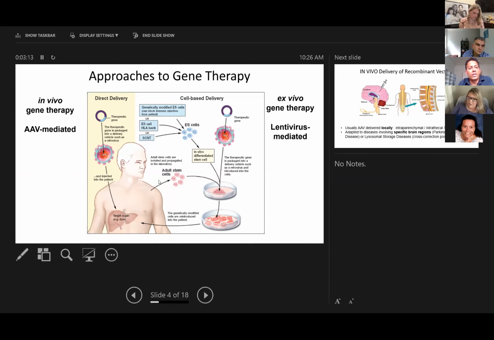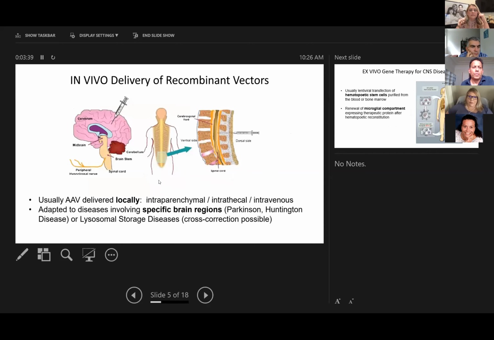On the other hand, the in vivo gene therapy approach is not based on correcting cells outside of the body, but rather delivering the gene with a virus directly into the affected compartment. And this can be into the brain directly, it can be into the liver. It all depends on where you see pathology.